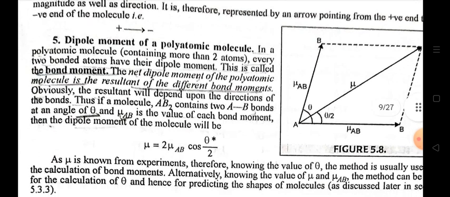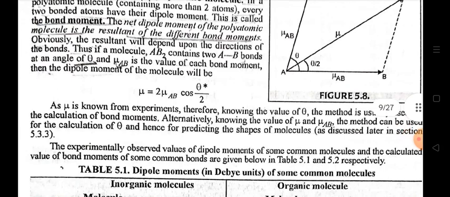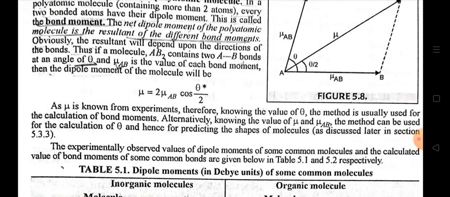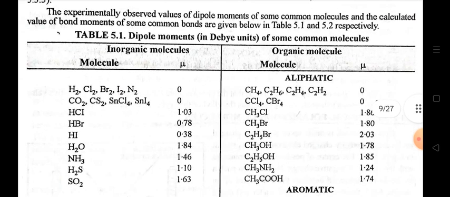As mu is known from experiment, therefore, knowing the value of theta, the method is usually used for the calculation of bond moment. Alternatively, knowing the value of mu and mu AB, the method can be used for the calculation of theta and hence for predicting the shape of the molecule, as later discussed in section 5.3.3. The experimentally observed values of dipole moment of some common molecules and the calculated values of bond moment of some common bonds are given in table 5.1 and 5.2 respectively. Table 5.1, dipole moment in debye units of some common molecules.